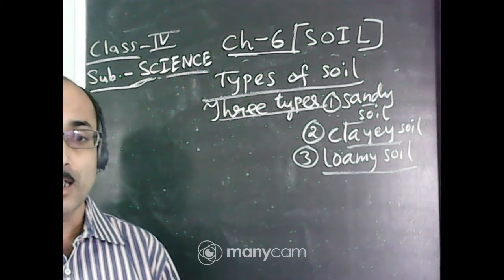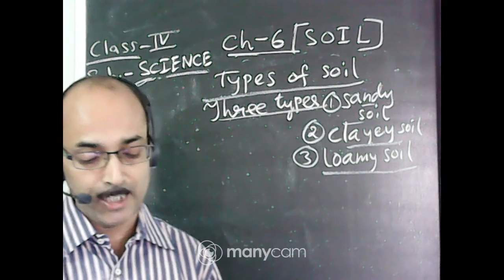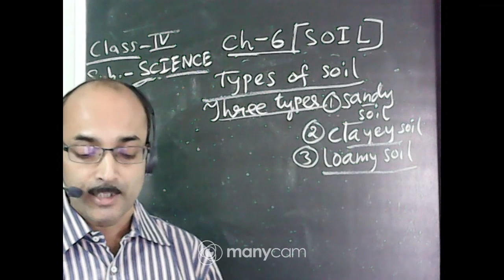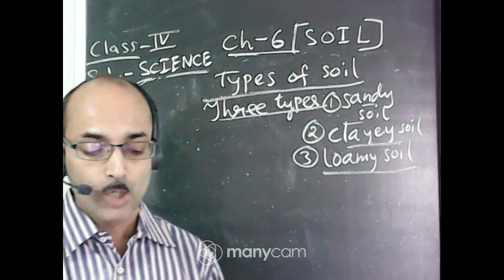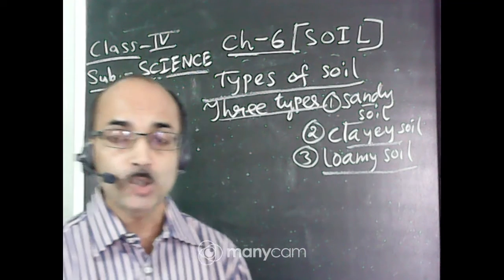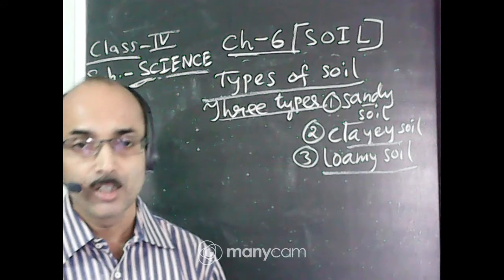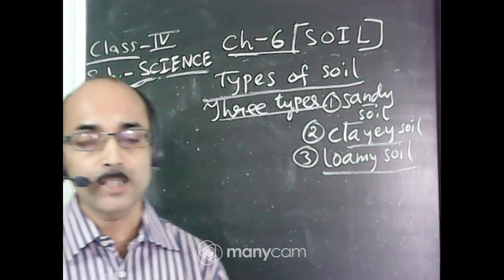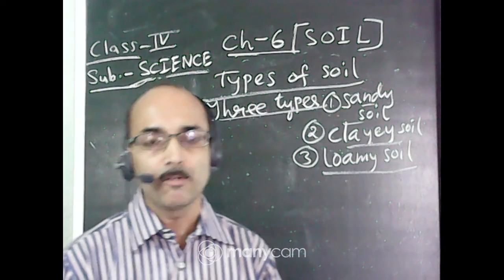Then loamy soil, what are the features of loamy soil? It contains both sand and clay. It can hold enough air and water, and it is good for growing plants as it contains humus. So these are the three types of soil we have learned, and also what is soil, how soil is formed, and what is humus. Humus is the dark color substance formed of dead plants and animals. It makes the soil fertile.